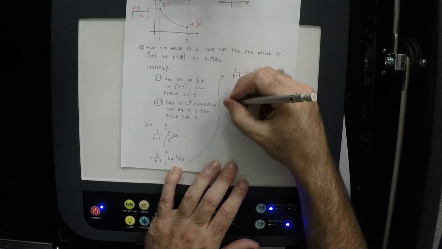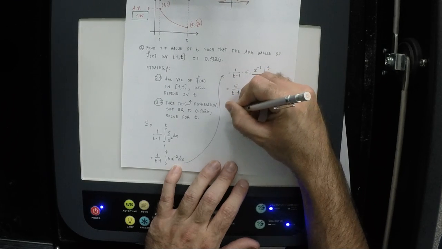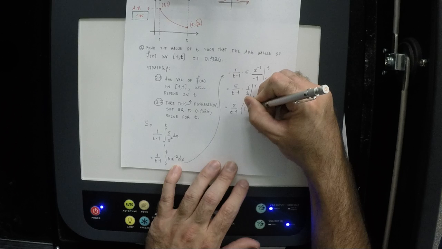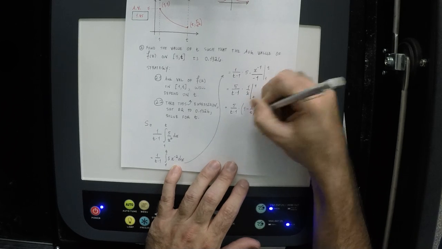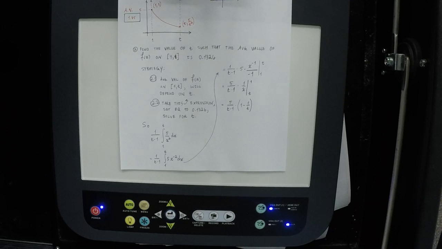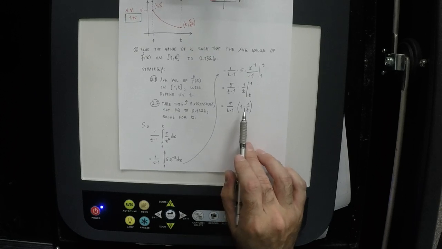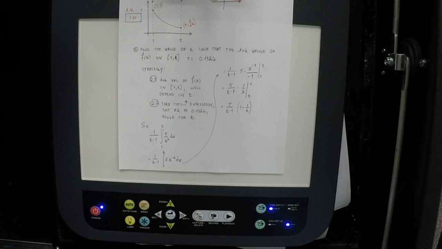Okay, so now I'm going to evaluate. 5 over t minus 1 times 1 minus 1 over t. So that's the average value for some t. Now, we could, for example, plug in t is 100 into that expression: 5 over 99 times 1 minus 1 over 100. And we could type that into the calculator, and it would give us some value. And what we want and need is for that value to be 0.1326.